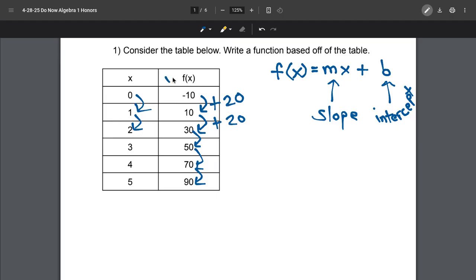So the slope here, we're increasing by 1 on x each time, and we go up by 20 on f of x, which is like y equals f of x. This is going to be our vertical axis here. So our slope is 20. So we're going to start with this function f of x equals 20x.